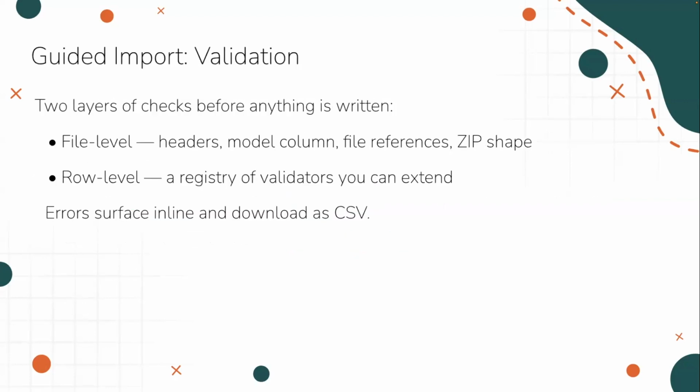A few things I wanted to just explain a little bit. We have two layers of checks in this. We check things at a file level, where it covers the headers, the model column, file references, and the shape of the zip format. We also have a row level, which is a register of validators, so you can extend that in your own application to add your own row validations if you have custom types of things that you want to validate. And then the errors are surfaced inline and also downloadable as a CSV.